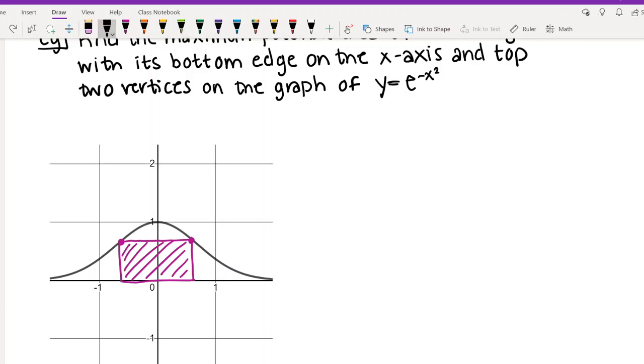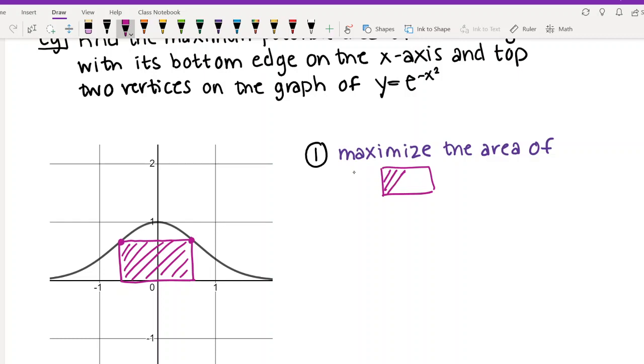Okay, so again, we want to start by writing down concretely, what is it that we are trying to maximize or minimize? So in this case, we're trying to maximize the area of the rectangle that we've drawn here. What that tells us is that in the next step, we're going to need to write a function for that. We're going to need to figure out what's a function that would give us the area of this rectangle that we've drawn. So this is where the actual equation of this graph is going to come in. Like we said, this graph has the equation y is equal to e to the negative x squared.